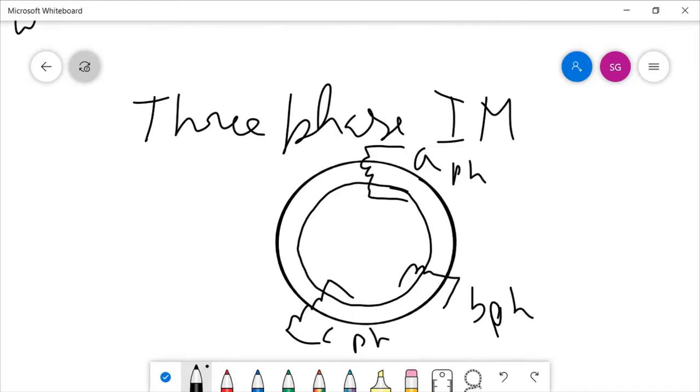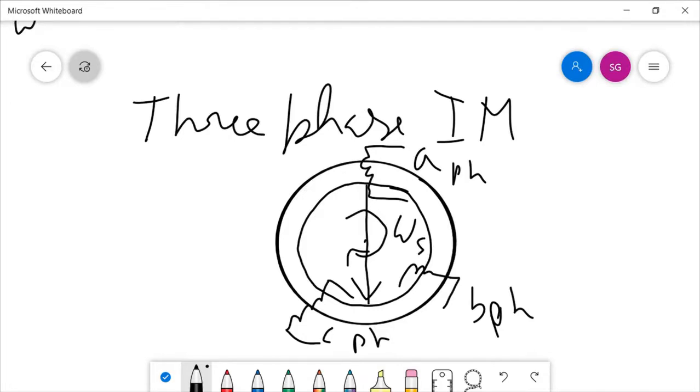The advantage of having a three-phase winding, especially shifted by 120 degrees, is that it creates a magnetic field in the air gap that rotates. So let's say this is the magnetic field. This will start rotating on this axis at some speed, which is also called the synchronous speed.